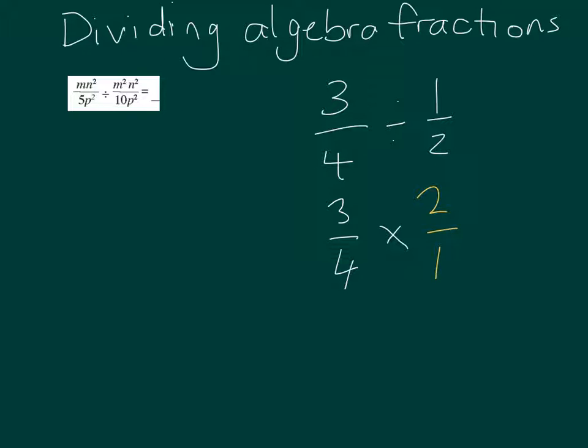Okay, so that's what you do when you're dividing fractions, is you leave the first fraction as it is, you change the divided by to a times, and then you flip the second fraction, you do its reciprocal. And then what you then do is you times across the top and times across the bottom. So 3 times 2 is 6, 4 times 1 is 4, and then you simplify that fraction. So we're going to do the same with the algebraic fraction.